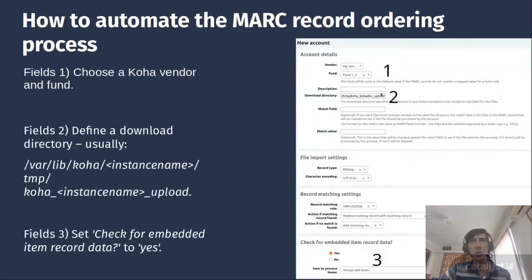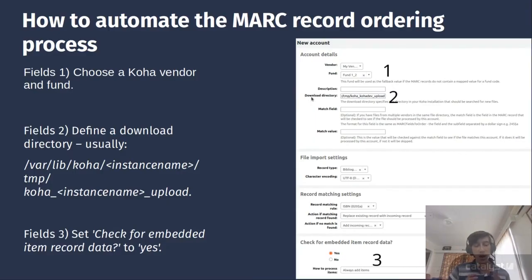This screenshot here has some annotations, but the first annotation is around you need to choose a vendor within Koha. So to use this feature, if you haven't used the acquisition module before within Koha, you'd want to create a vendor and a fund. If you've already got those set up, then the vendor and fund drop-down at the top of this form will have options in it that you can select. The second point is you have to define the download directory.